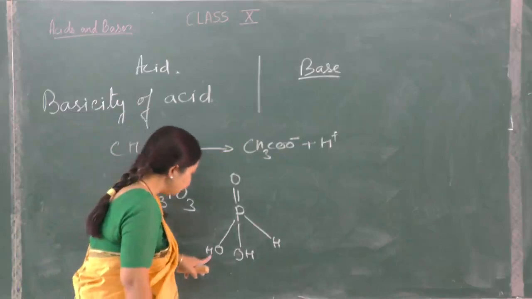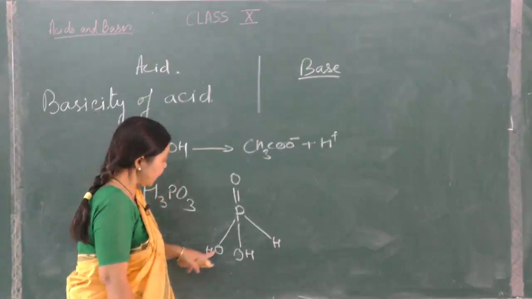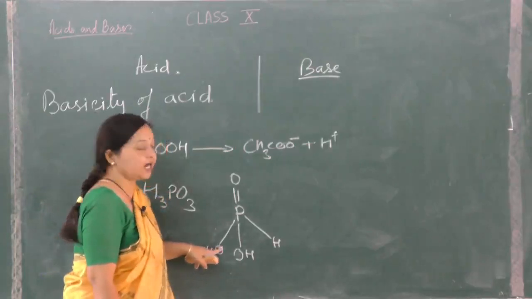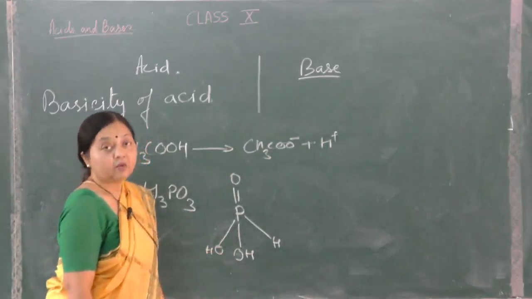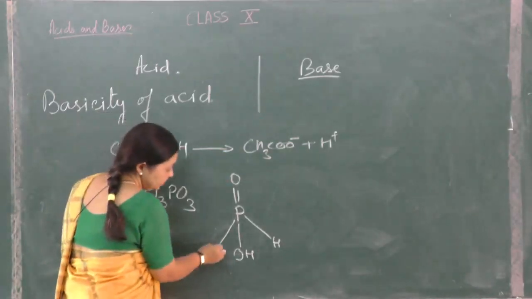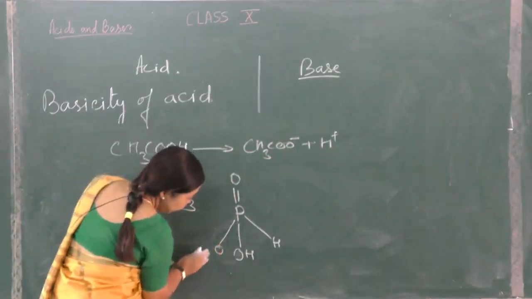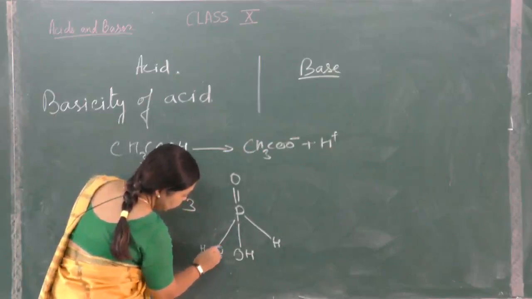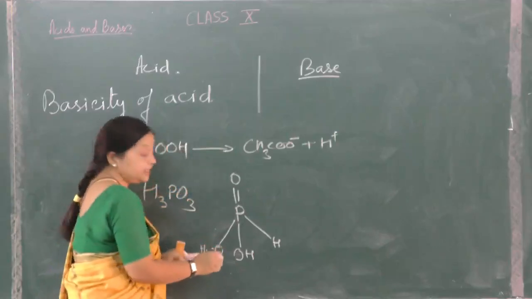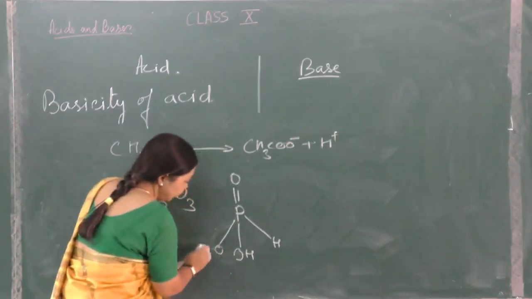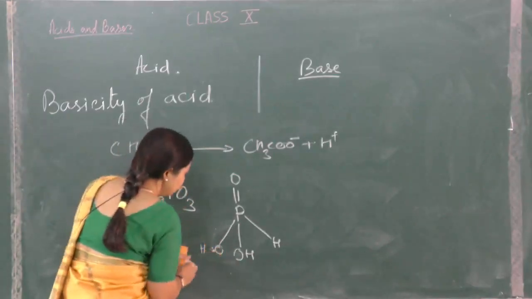Why? Because only this hydrogen and this hydrogen. In oxyacids of phosphorus we see that the hydrogen which is attached to the oxygen atom, only that can be ionized, that can be replaced. There is a reason for that. See, oxygen is highly electronegative, and because of its electronegativity, what happens? This shared pair of electrons, hydrogen has one electron and oxygen has its own electron, this shared pair of electrons is towards oxygen. Oxygen is more electronegative, so it is pulled towards it.